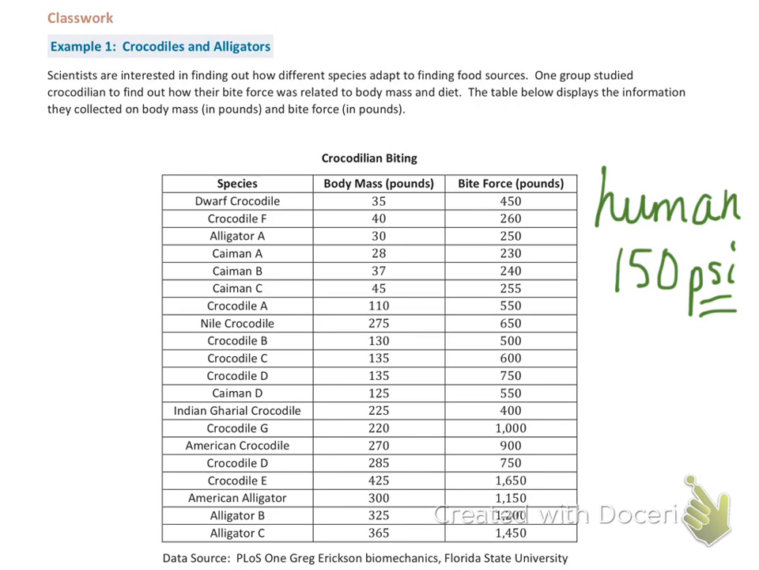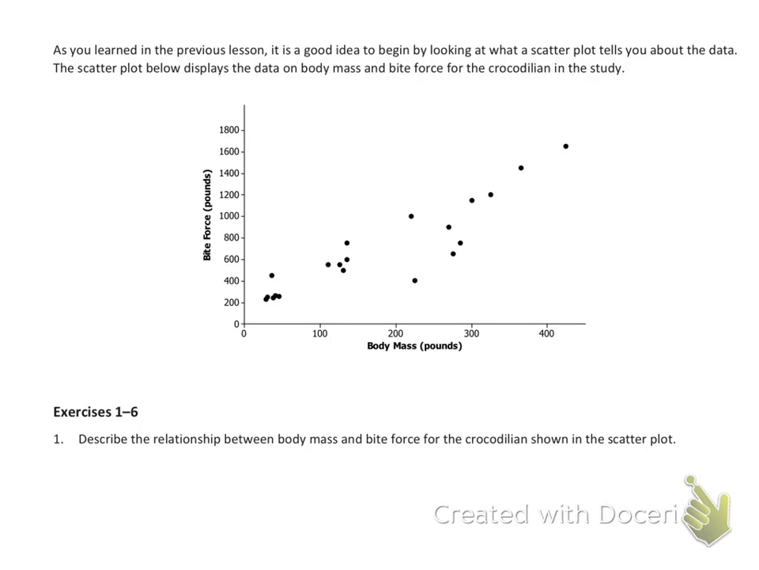So we might want to start by looking at a scatter plot of the data. This has been done for you. It's in your notes. The scatter plot here displays the data on body mass and bite force for the crocodilian in the study. So there you have it. It says, describe the relationship between body mass and bite force for the crocodilian shown in the scatter plot.